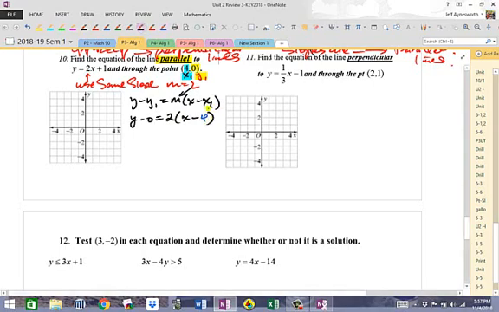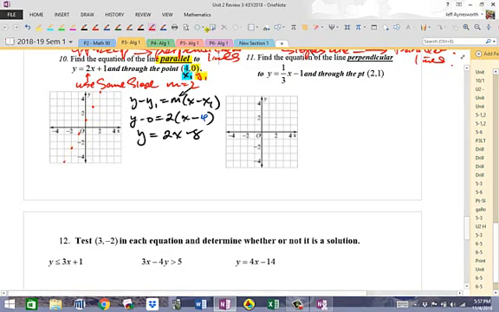Then you just solve for y. So y minus 0 is just y. Distributing the 2, you get 2x minus 8, and you're done. It's that simple. Now, if you're going to graph them, it would look like this. You graph the original equation. The y-intercept's 1, the slope's 2. So you go up 2, right 1. Reverse it, down 2, left 1.